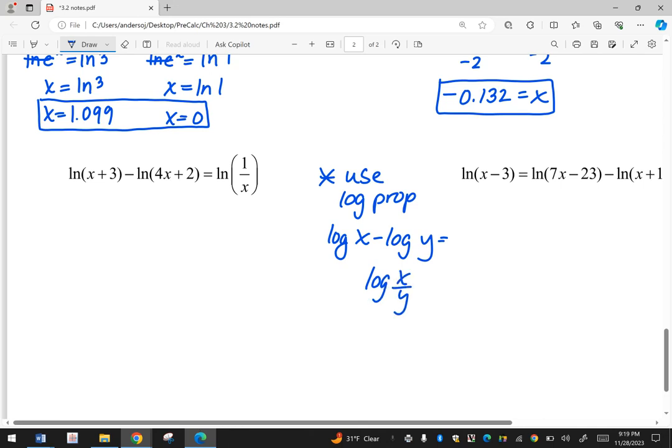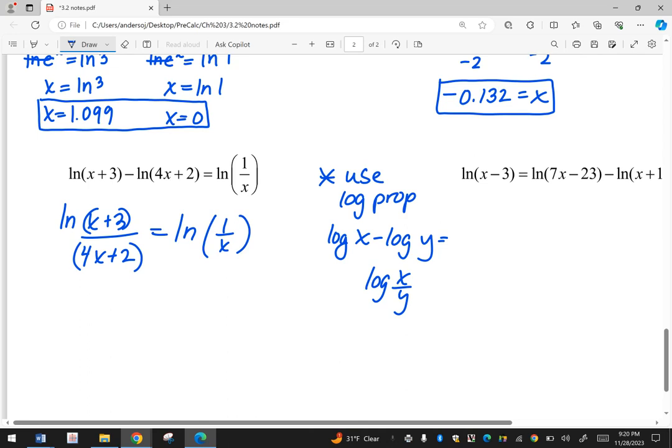Now we've had two examples like this. This could easily be something where they're maybe multiplied together. Here I have ln of x plus 3. And then I'm going to be subtracting, so that's going to turn into division. And then it's equaling ln of 1 over x.